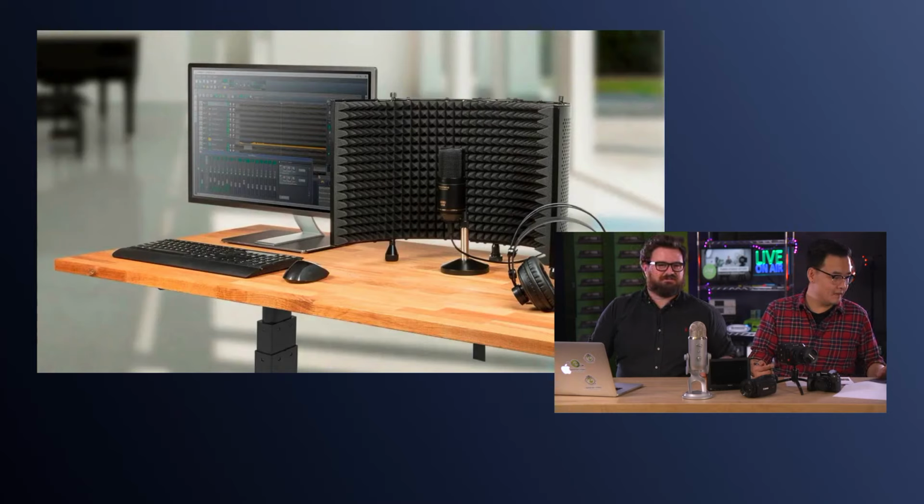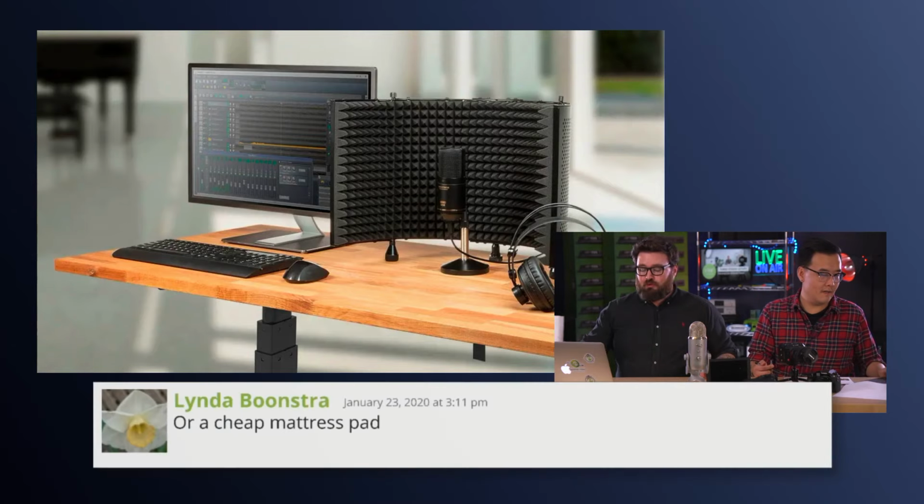We got Linda Boonstra in the chat saying you could use a cheap mattress pad as well if push comes to shove. Cool. That is something we've got written down as well, just the idea of those polyurethane mattress toppers. You just throw it up against one of the closet walls or something like that. That'll do a job as well.